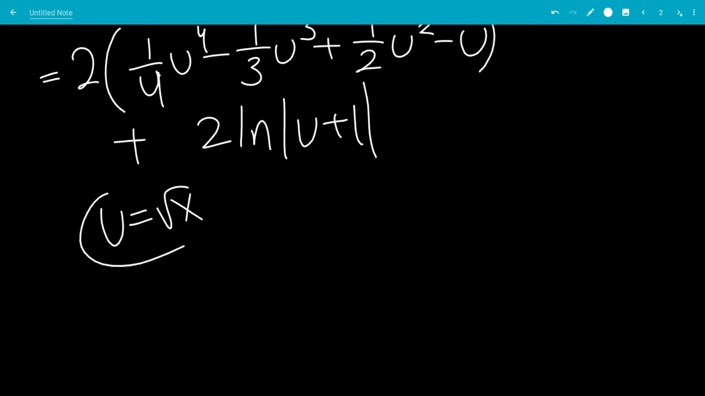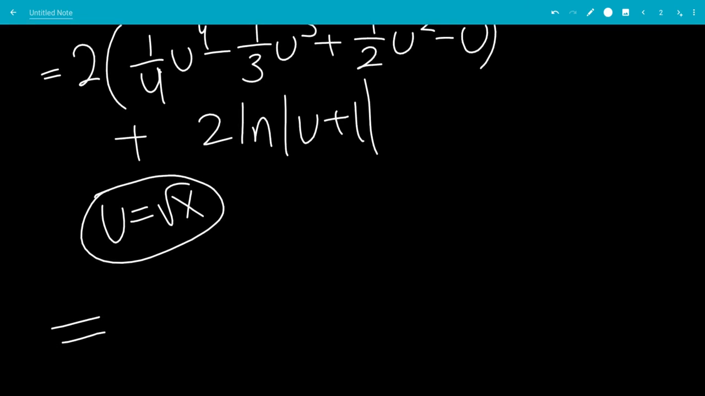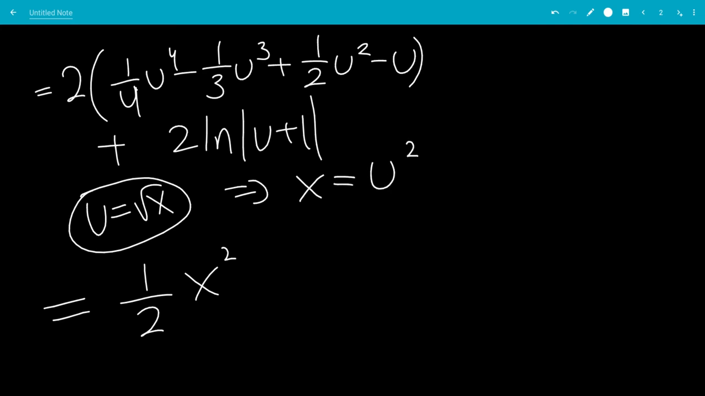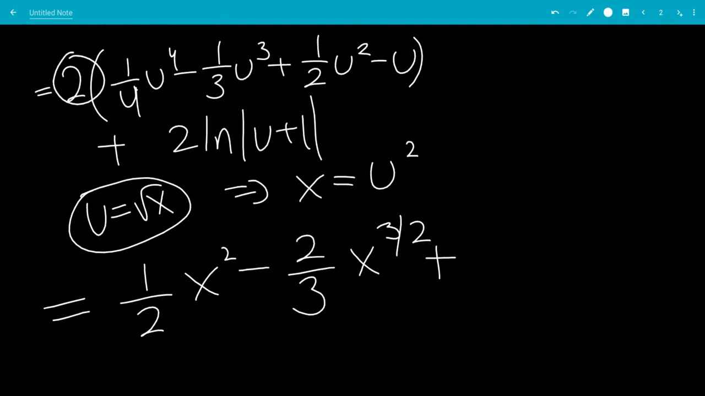So now we're going to substitute that in. So now this will be equal to, let's multiply 2 across times everything, which will be 2 times 1/4 is 1/2. Instead of u, it will be x squared. So u equals square root of x means that x will be u squared. So we're going to square that again with u to the fourth. So now we have minus 2/3 u cubed, which will be square root of x cubed, which is x to the 3/2. And then we have 2 times 1/2. 2 times 1/2 will be 1. And u squared will be x.